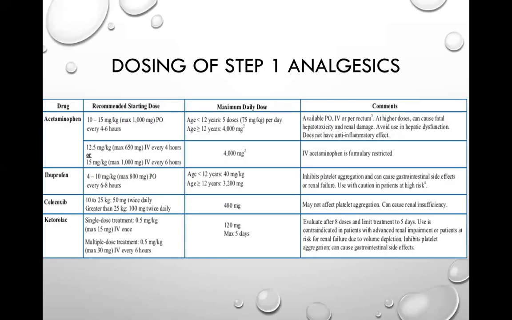The dosing of step 1 analgesics. So acetaminophen, the recommended starting dose is 10 to 15 milligrams per kilogram every 4 to 6 hours. The maximum is 1,000 milligrams. Ibuprofen is 4 to 10 milligrams per kilogram every 6 to 8 hours. And then patients who have GI issues or kidney issues, you can consider using the celecoxib at the dose of 10 to 25, and ketorolac as well.